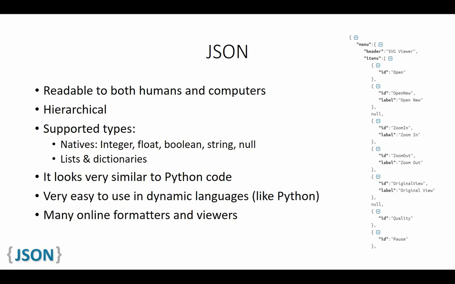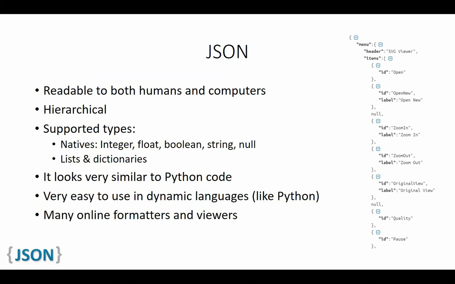Like we said, it supports all the native types. It supports integers, floats, Boolean, string, and null. Null is the corresponding type in JSON to None in Python, and of course lists and dictionaries. And it's very convenient to use with dynamic languages like Python.